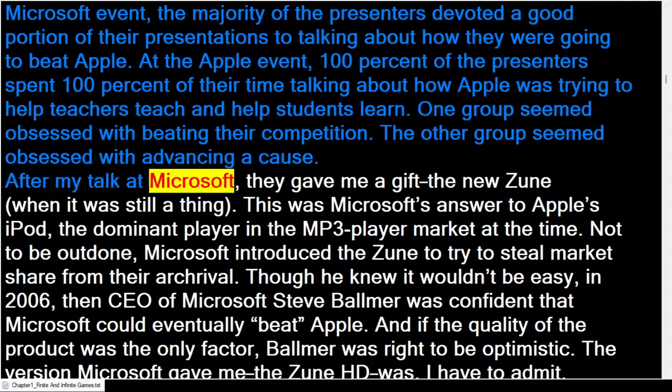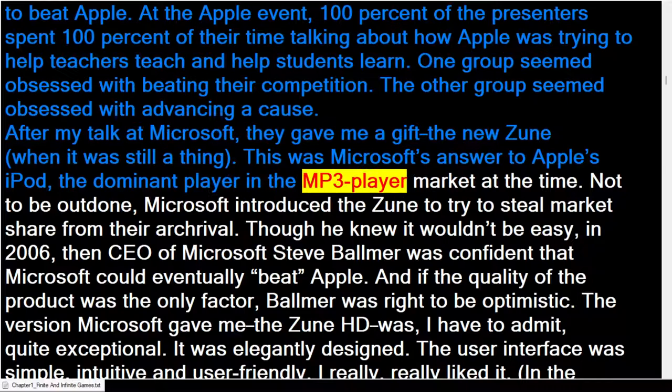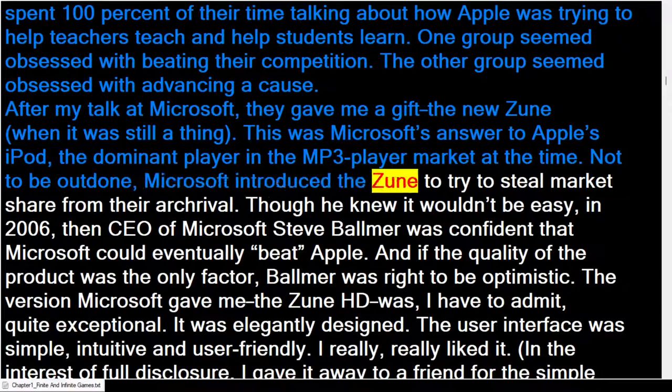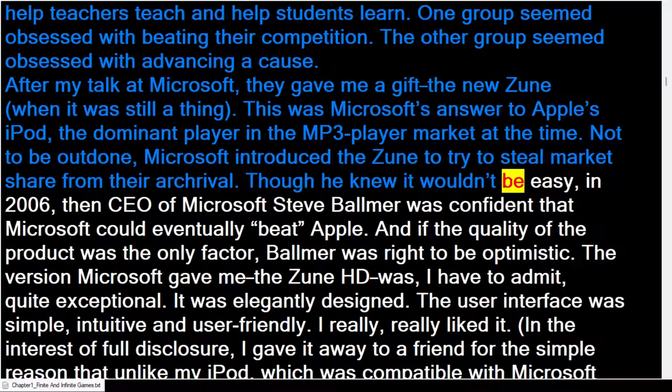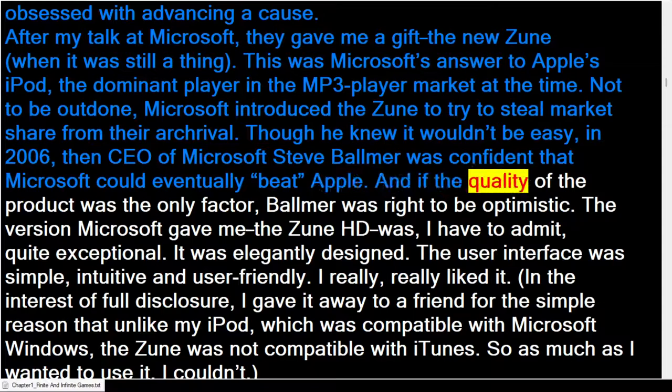After my talk at Microsoft, they gave me a gift, the new Zune, when it was still a thing. This was Microsoft's answer to Apple's iPod, the dominant player in the MP3 player market at the time. Not to be outdone, Microsoft introduced the Zune to try to steal market share from their arch rival. Though he knew it wouldn't be easy, in 2006, then CEO of Microsoft Steve Ballmer was confident that Microsoft could eventually beat Apple. And if the quality of the product was the only factor, Ballmer was right to be optimistic.